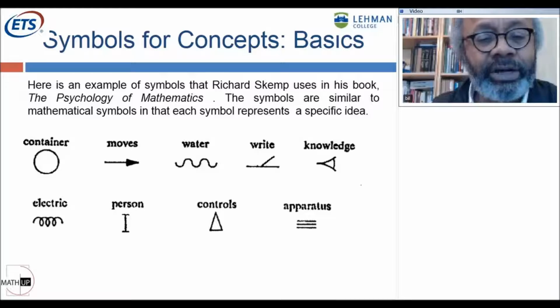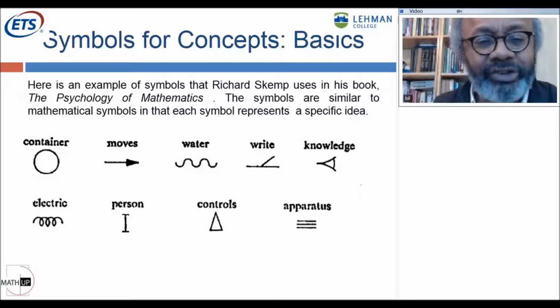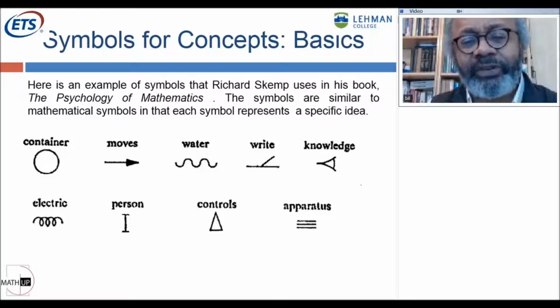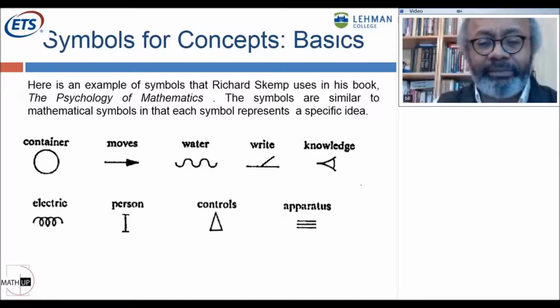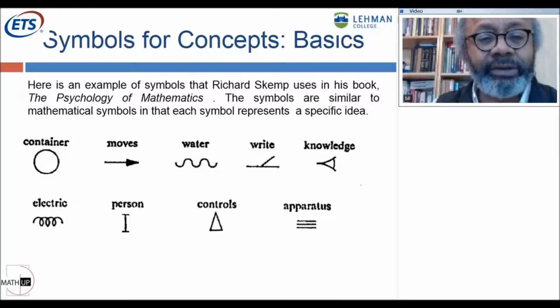So the puzzle that we put up gives a little dictionary that Skemp develops for some symbols and their meaning. And this is before we actually get to mathematical symbols. So it's meant to be symbols that you might see in the general culture. And he implicitly puts them together. So the circle that you see here simply means the container. The verb moves, water, write, knowledge, apparatus, controls. That figure I take to refer to a person.